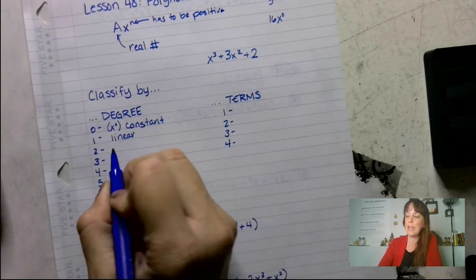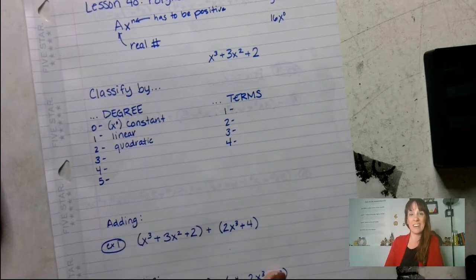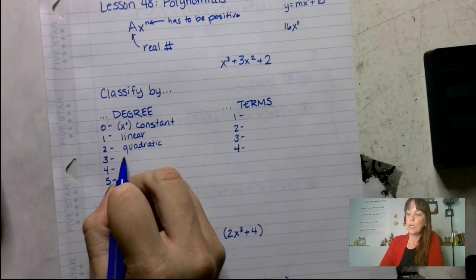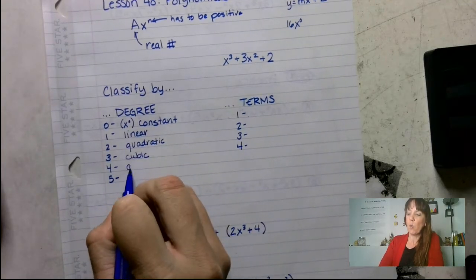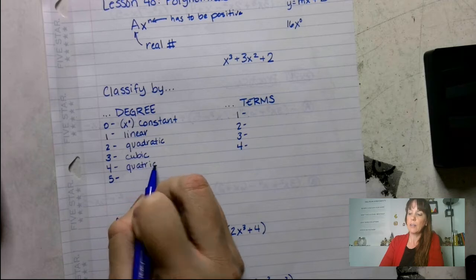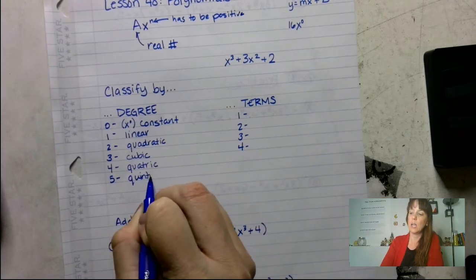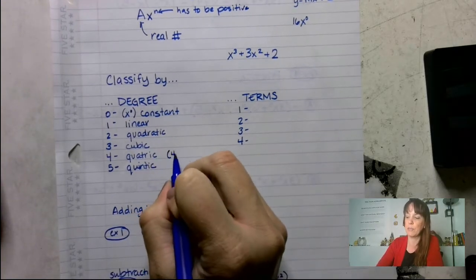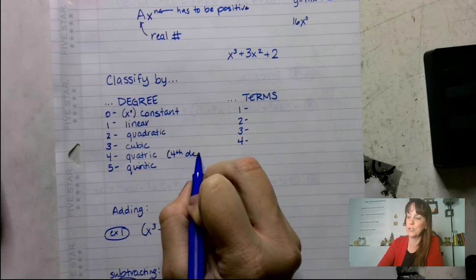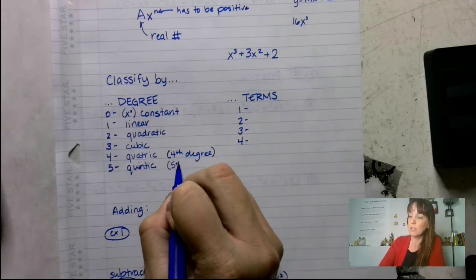2 degrees would be a quadratic, and you'll get to that at the end of Algebra 1, and I love it. Those are my favorite. 3 would be a cubic. I had to think about that. 4 would be a quartic, and 5 is a quintic. For 4 and 5, you can say just 4th degree, 5th degree. I think that's fine too, but just keep that in mind. And then this guy is 5th degree.